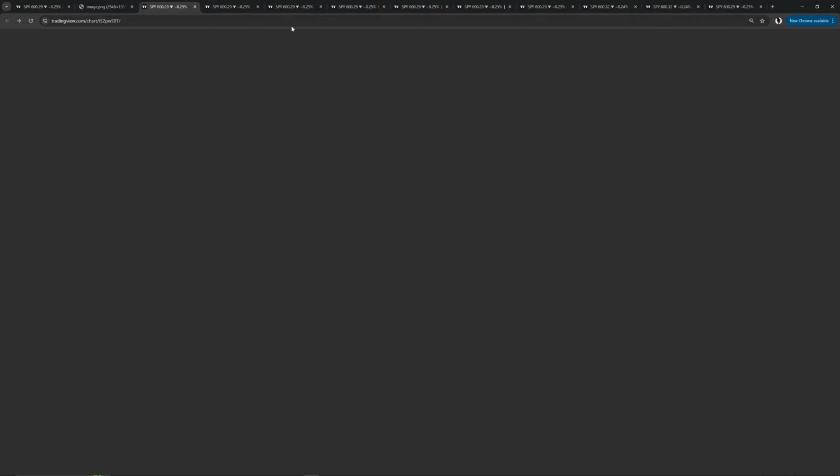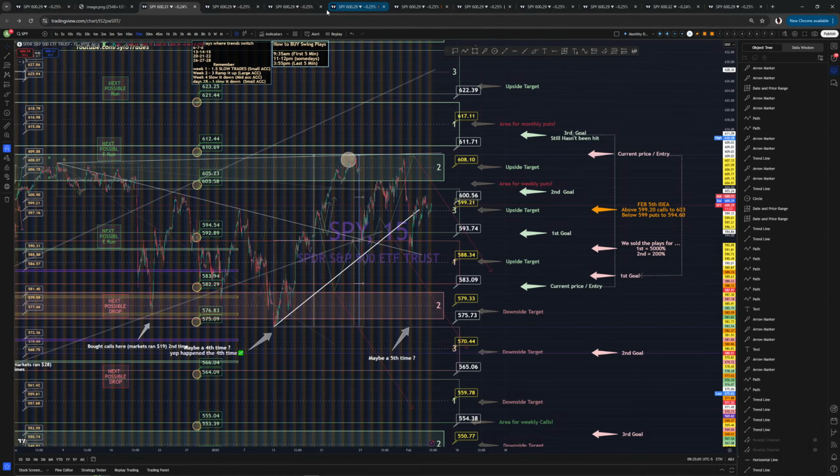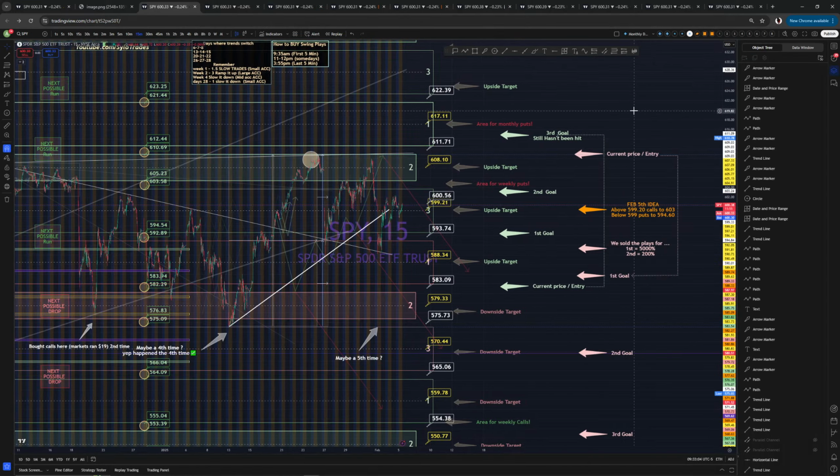And then as we start to cycle between all of our charts, the one thing you're going to start to recognize is if you stay above 599.20, let's just say 599.20 flat, calls to 603. Below 599, puts to 594, family. Again, family, puts to 594 below 599, and once you get above 599.20, calls to 603.